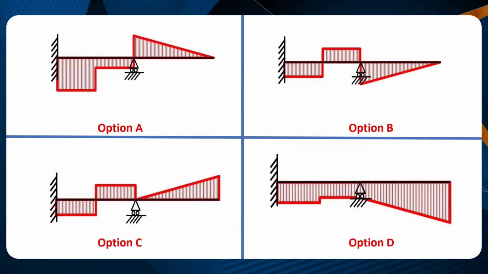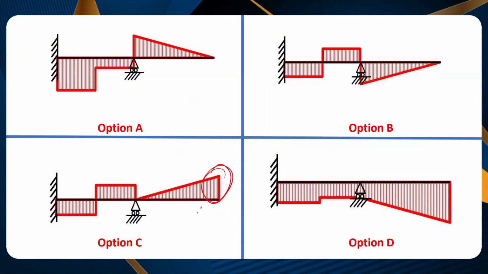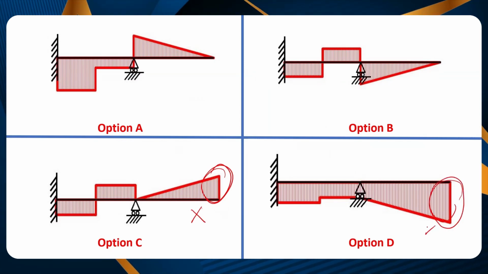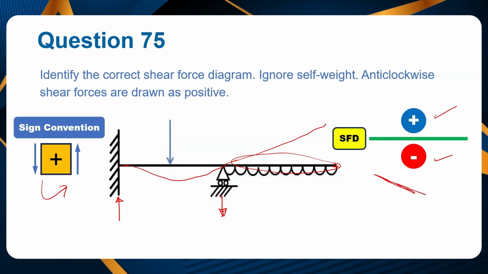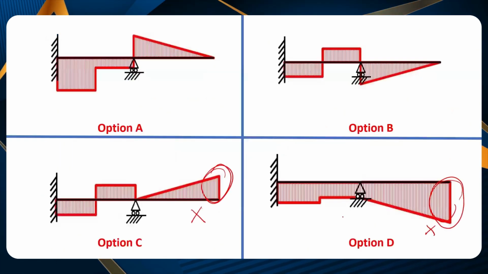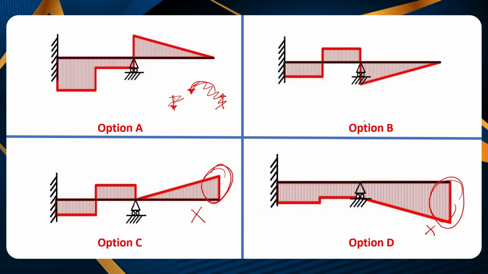Looking at the options, option C is not possible because we have load over here. Option D is not possible as well because we have loading here. At this point, you saw that we have uniformly distributed load. So uniformly distributed load will always have some kind of inclined line. Now we have option A and option B.